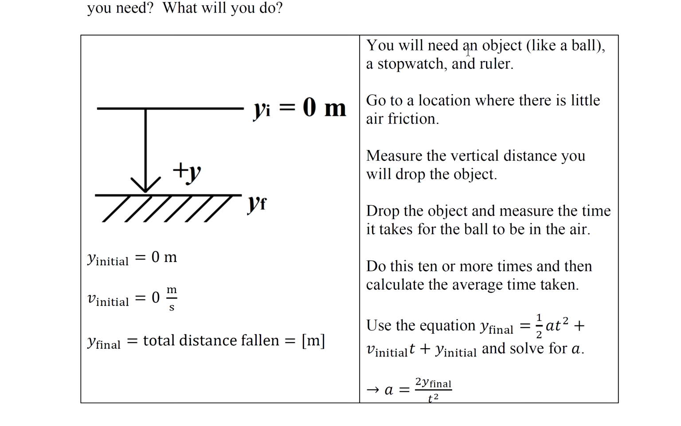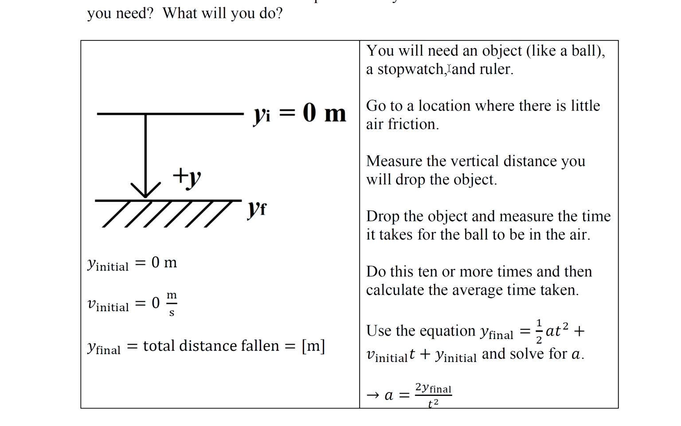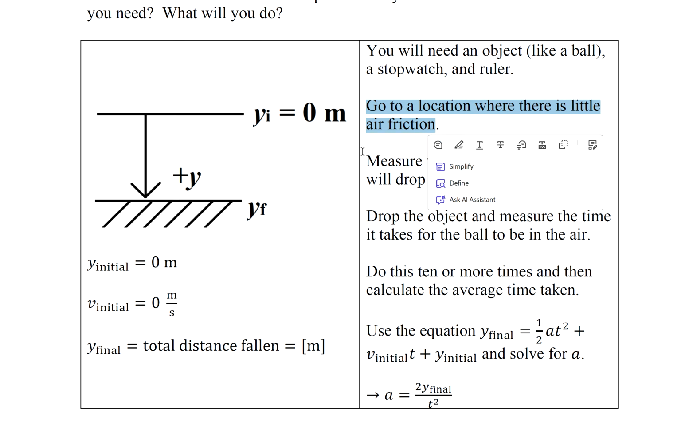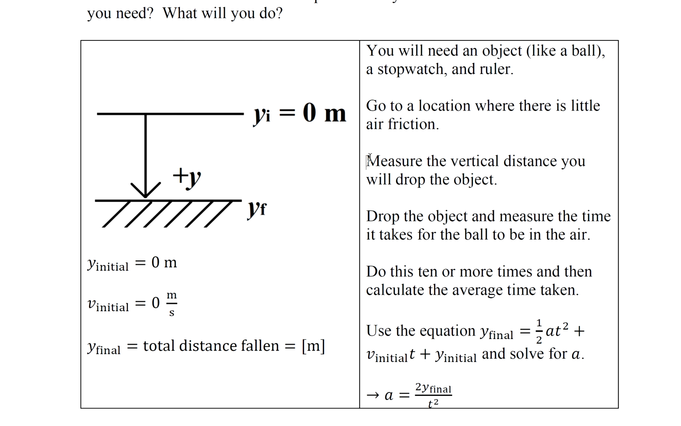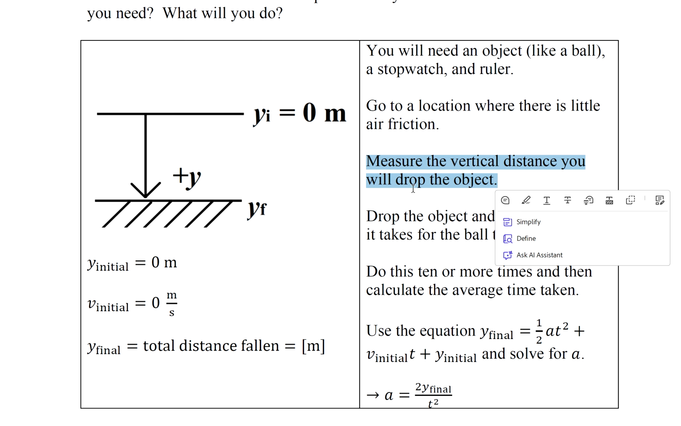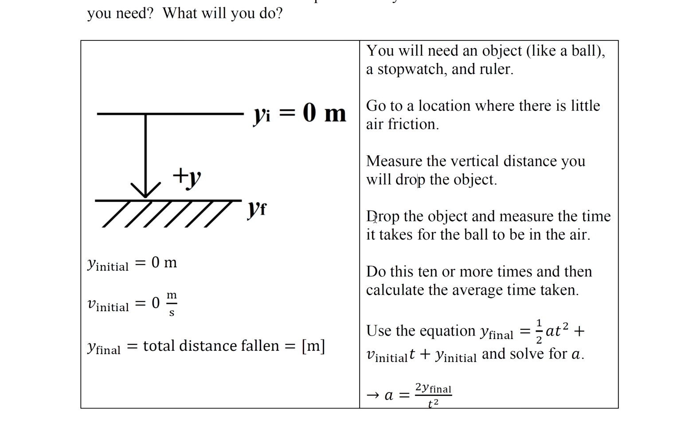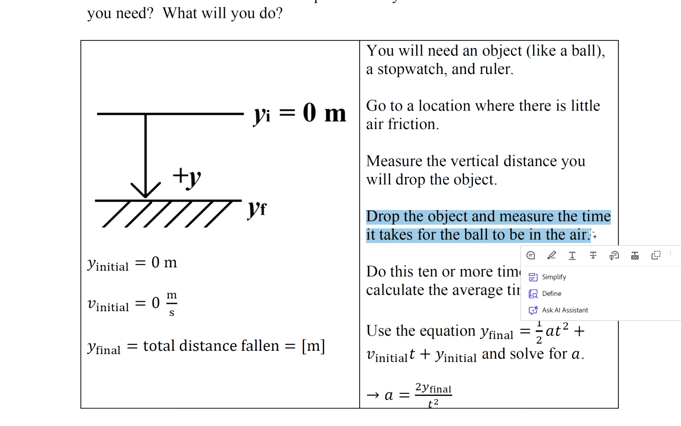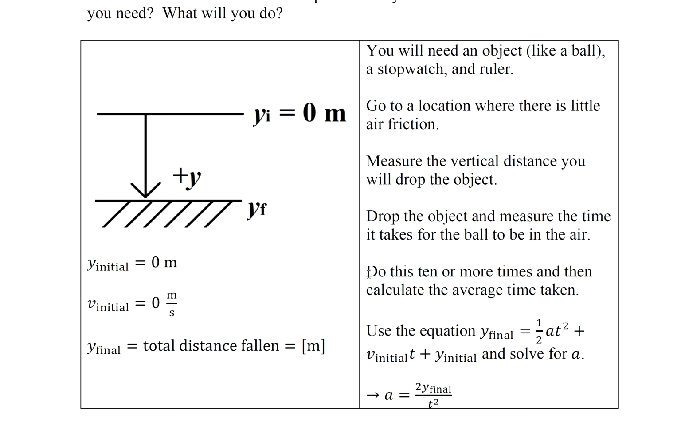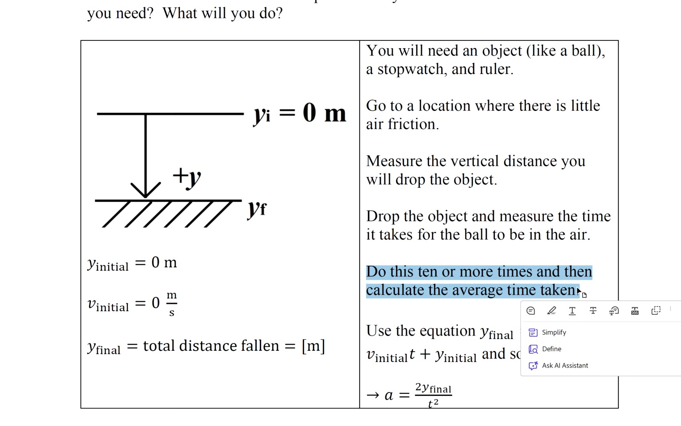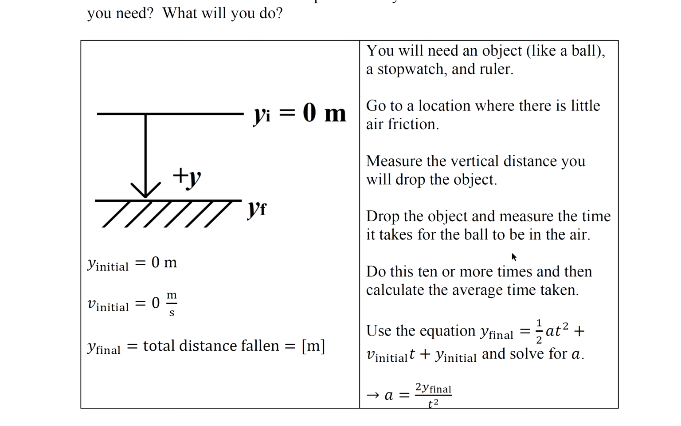So we need an object like a ball, a stopwatch, and a ruler. So we'll go to a location where there's little air friction. We'll measure the vertical distance. We will drop the object and measure the time it takes for the ball to be in the air. We'll do this 10 times and then take the average time for more accuracy.